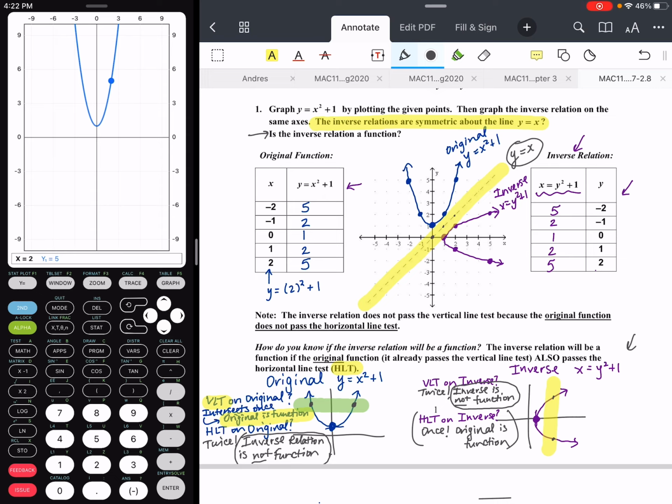So for the original function, you can apply the vertical line test to tell if the original is a function. And then you can apply the horizontal line test to the original to decide whether the inverse relation is a function or not. If it only hits once with a horizontal line, then you can expect the inverse to be a function. If the horizontal line hits your original graph twice or more, then you know that your inverse will not be a function.